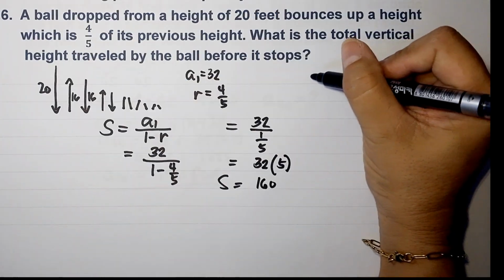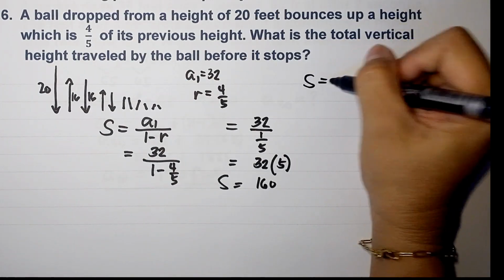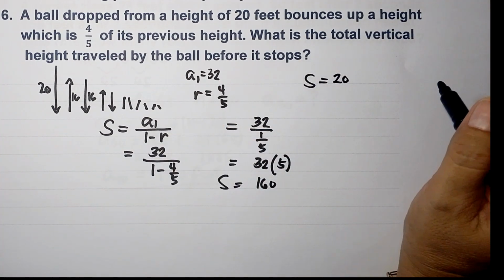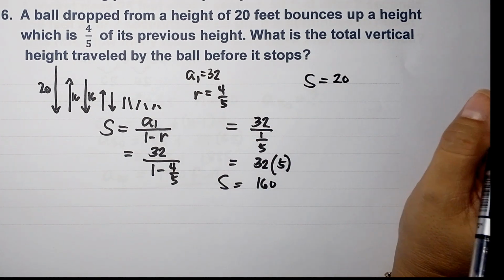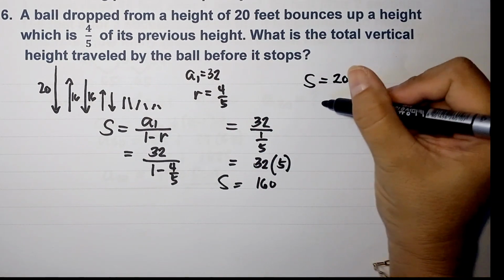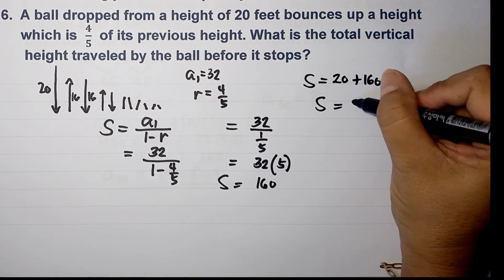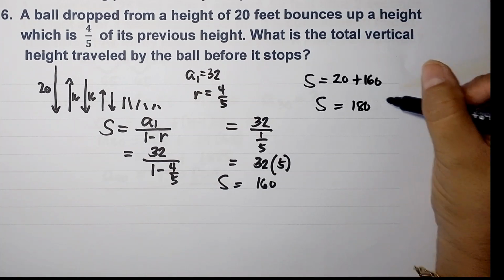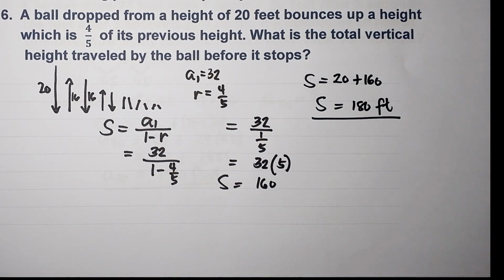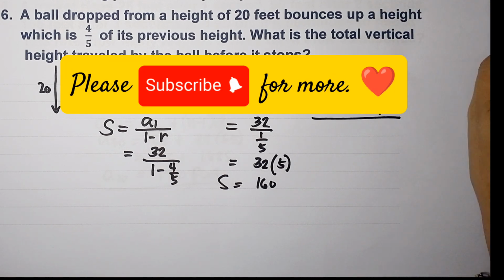So to find the final sum, we add the 20 which we did not include in our geometric sequence. It should be 20 plus 160. So the final answer is 180 feet. Therefore, the ball is able to travel a total vertical distance of 180 feet before it stops bouncing.